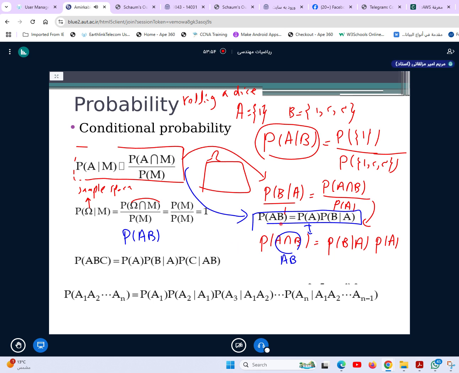Okay, but we can extend and generalize this formula, and we can obtain some formula that is very important for us. For example, probability of A, B, and C. It means that the probability of A intersection with B intersection with C. It means this probability is equal to probability of A, probability of B given A, probability of C given A and B. We can prove this formula very simply.